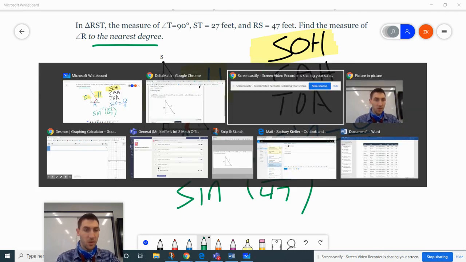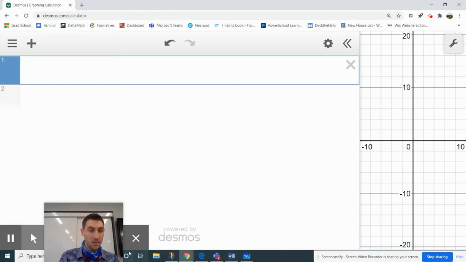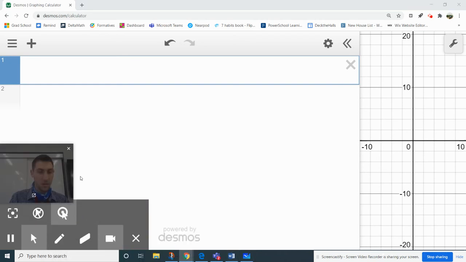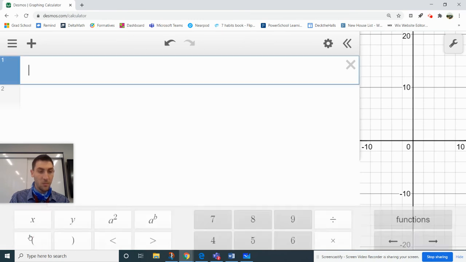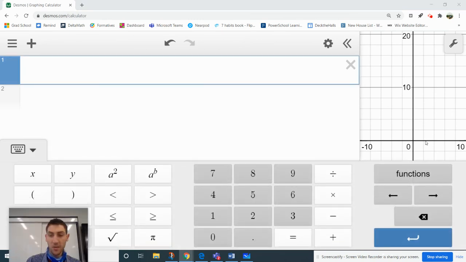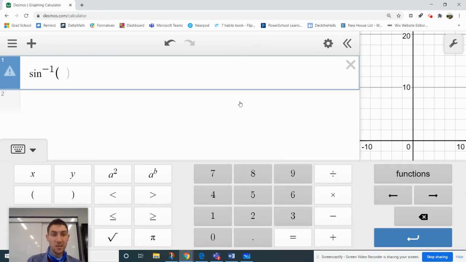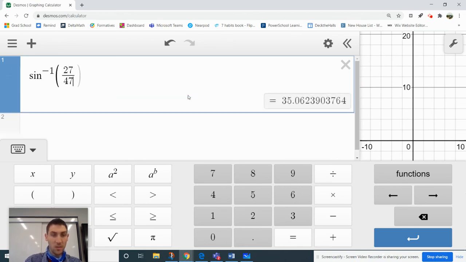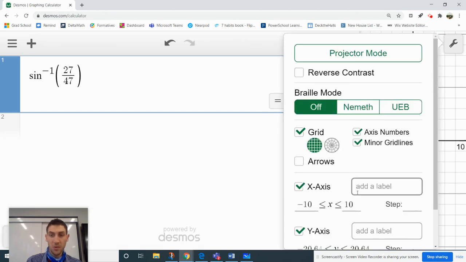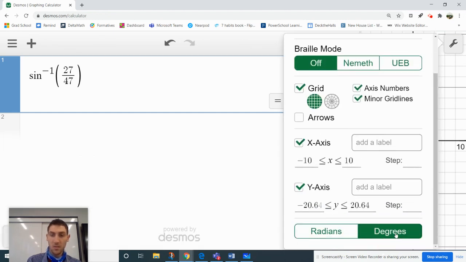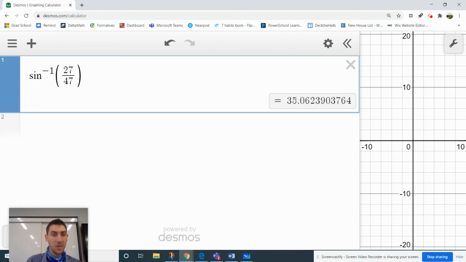So if I jump to my calculator, again, it is important that we can go here to our calculator. Make sure you are in degrees still. So when we go to functions, we can use the inverse of sine. And we said it is 27 over 47. Our angle is 35 degrees. Again, make sure you can always double check that you are in degrees for your calculator. So our answer would be 35 degrees here.